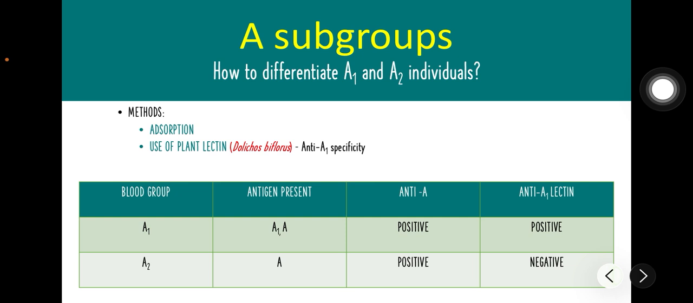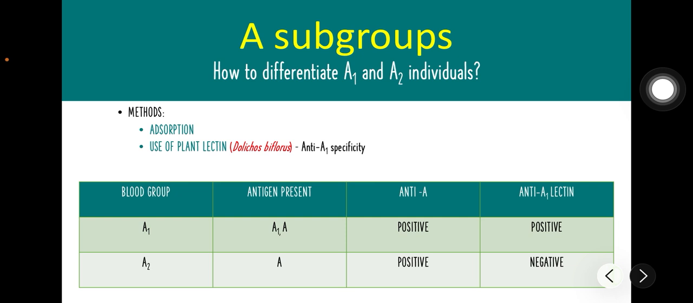So adsorption is another method. It's a technique that uses red cells with known antigens to remove specific antibodies from a solution. This process is used to create a specialized reagent from human serum, typically from group B or group O individuals, that contains both anti-A and anti-A1. So how are we going to do this?